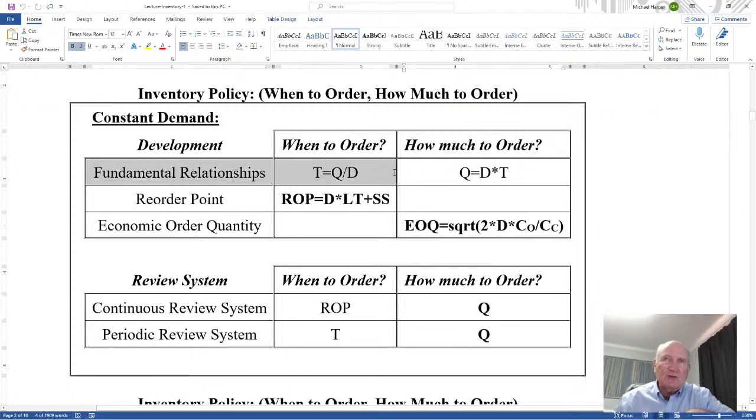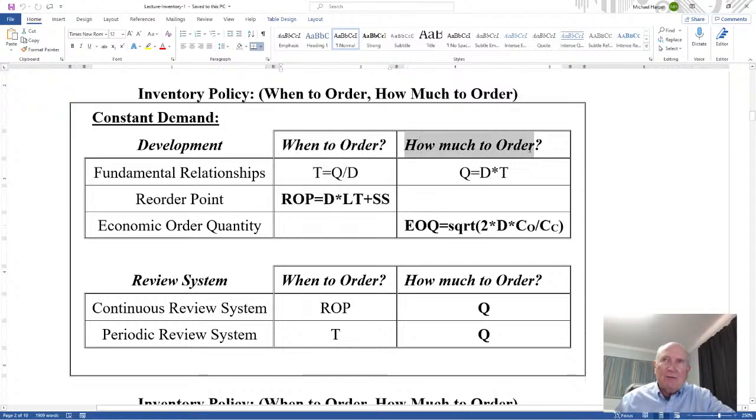So I'll first start with this fundamental relationship. And this fundamental relationship will define terms, but it also defines concepts and relationships that are going to be very important all the way through all the lectures. Next, we focus on when to order with a reorder point, where we have demand, and then lead time is the time between when you place the order and receive the order. That's called the lead time, which we'll define. And then SS is safety stock.